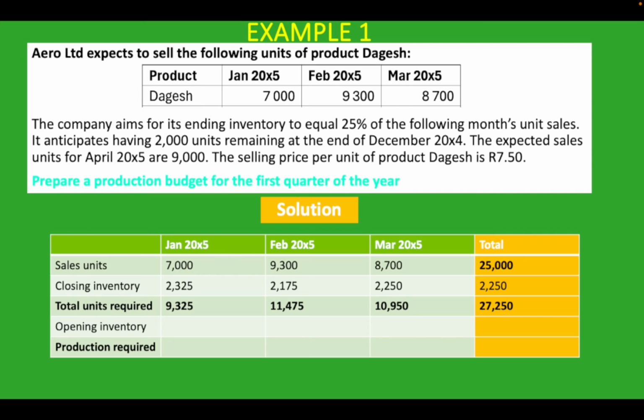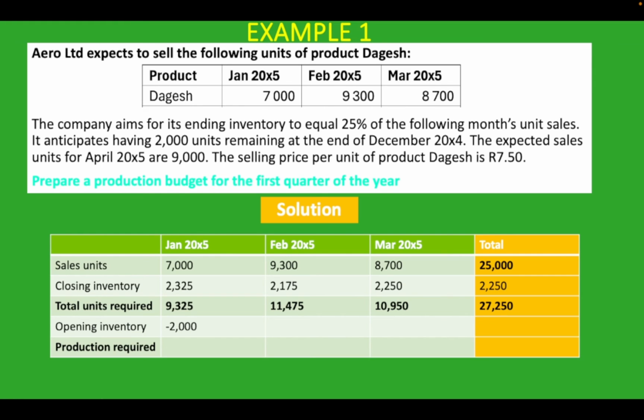It will definitely be given to you. It just depends on how it's given to you. So you just have to make sense of the information and decipher what you need from there. So we know our opening inventory for January is going to be 2,000 units because that's what's left over in December. Negative 2,000 because I'm going to deduct what I already have in January to see how much I need to produce. Remember, I need a total of 9,325. But if I need that total, I can deduct what I already have in stock to see how much I actually need to produce. Okay?